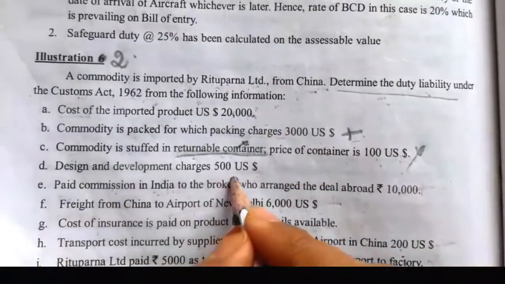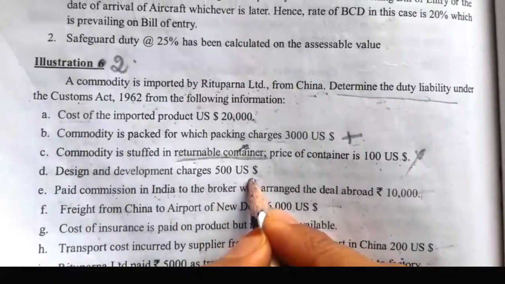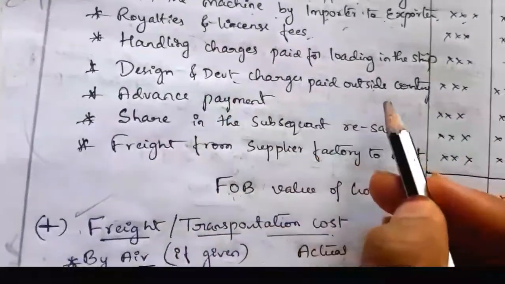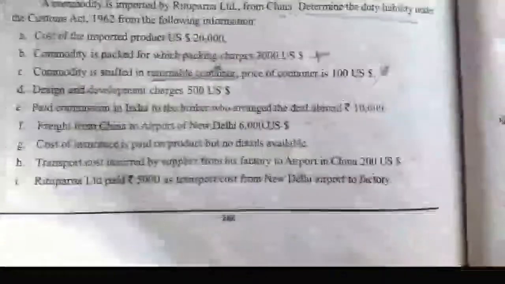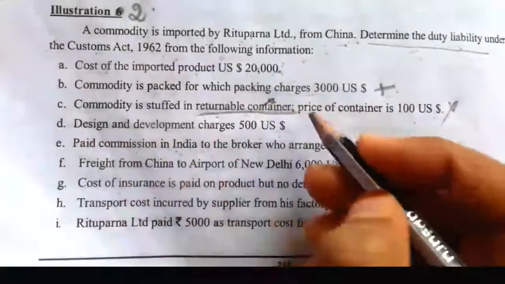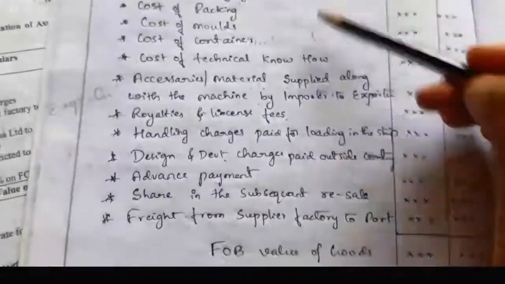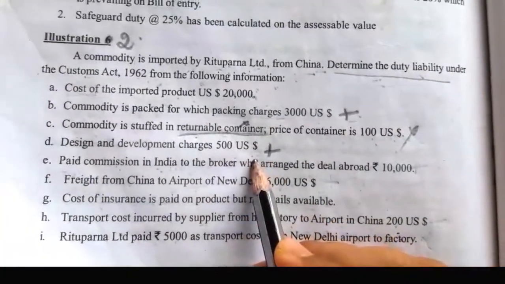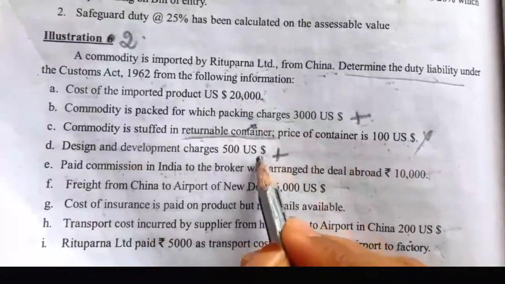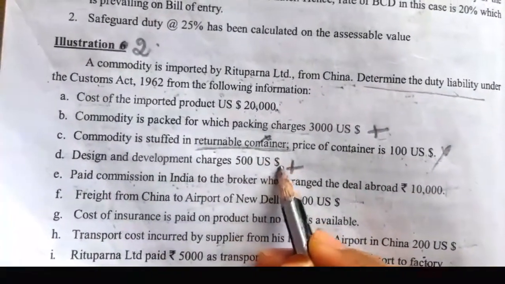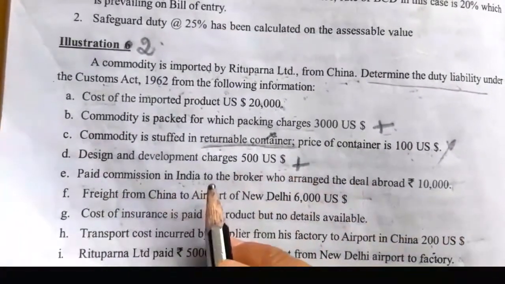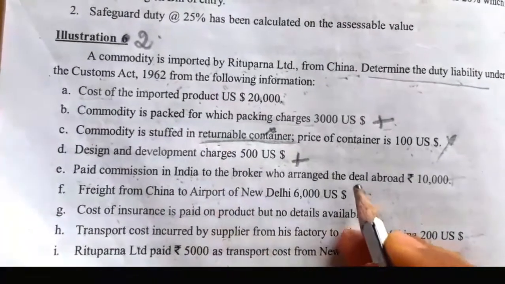Then design and development charges of 500 US dollars. It is given in dollars, which means the design and development charges were incurred and paid outside the country, so it should be added. Design and development charges paid outside the country we have to add, but design and development charges incurred in India should not be added. So this one we have to add because they have given the value in dollars, so it is not incurred in India. Then paid commission in India to the broker who arranged the deal abroad.